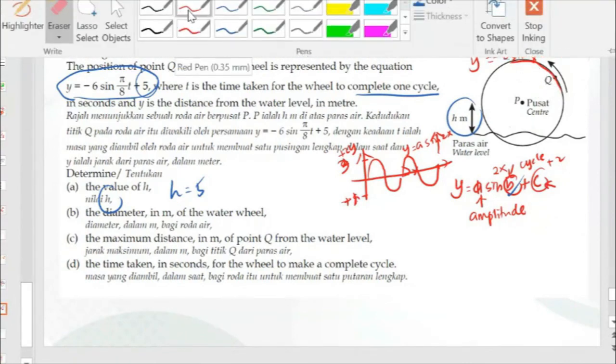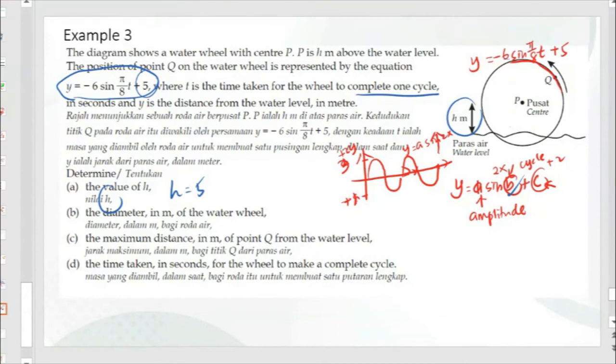Diameter is 2 times the radius, right? 2 times the radius. Then what is the radius? This one we say this is the radius, right? This is the radius. Then this is your h. And your h is equal to 5. Then what is your radius? How are you going to relate it with this concept? This one, C, is done already, right? So A and B, which one is related to the radius?